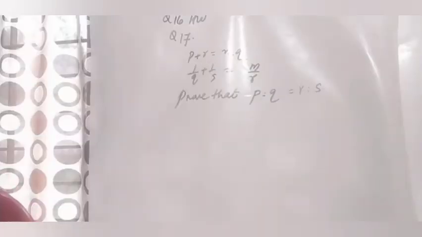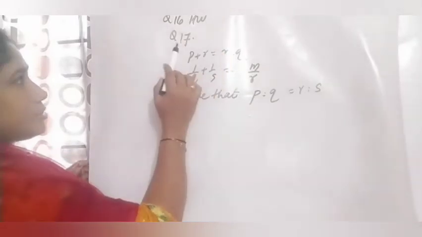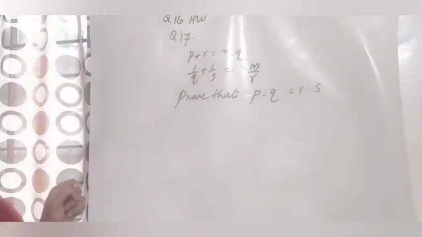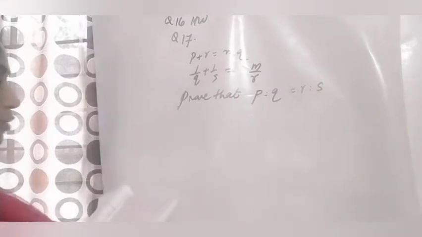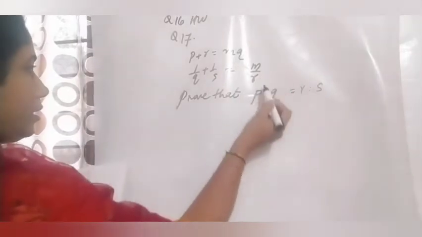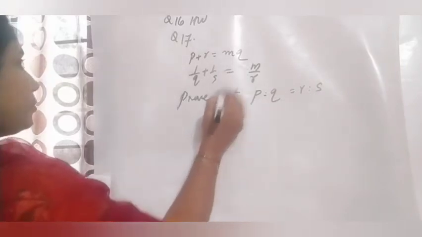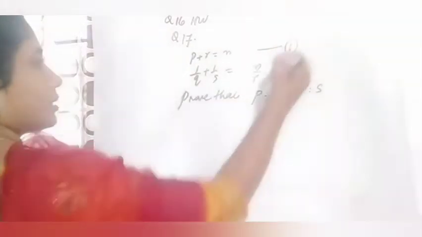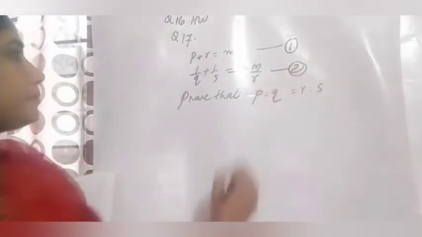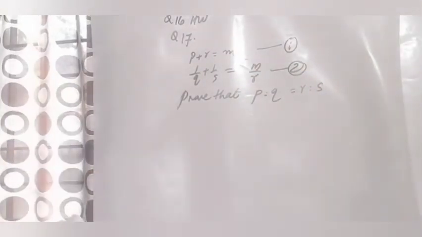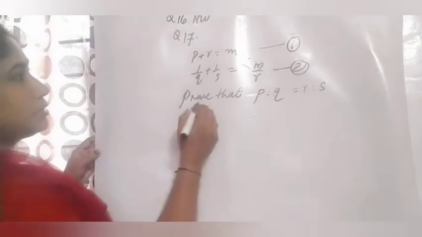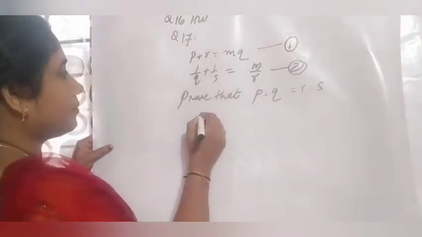Now question number 16 is homework, and the 17th one. If p plus r equals mq and 1 by q plus 1 by s is m by r, prove that p is to q equal to r is to s. First we can take p plus r equal to mq as the first equation, and 1 by q plus 1 by s equal to m by r as the second equation. Now let us prove that.